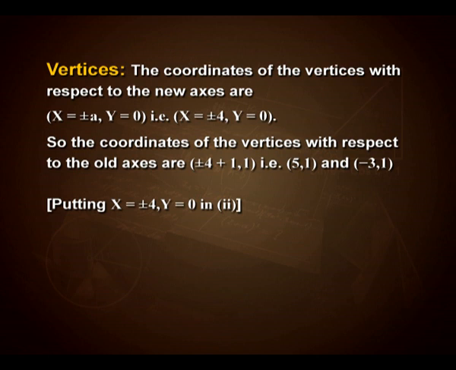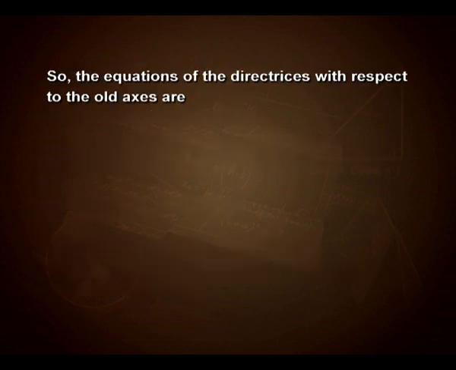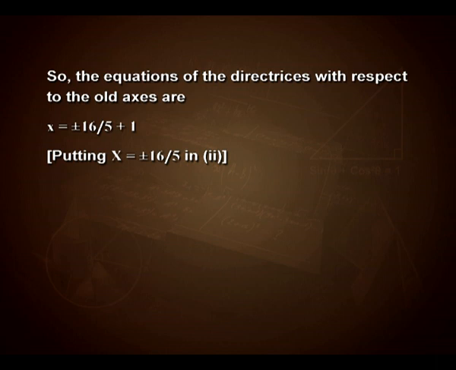For the directrices, the equations of the directrices with respect to the new axis are x is equal to plus or minus a upon e, that is x is equal to plus or minus 16 upon 5. So, the equations of the directrices with respect to the old axis are x is equal to plus or minus 16 upon 5 plus 1. This we have obtained by putting x is equal to plus or minus 16 upon 5 in the second equation, or x is equal to 21 upon 5 and x is equal to minus 11 upon 5.